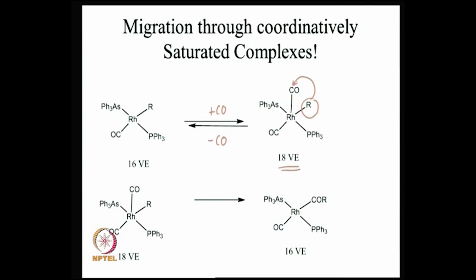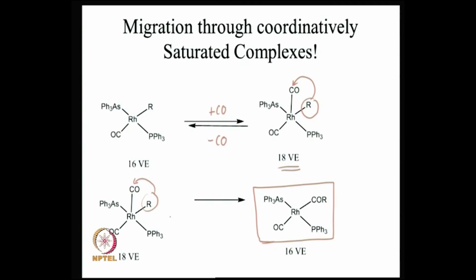Remember, the two groups have to be cis related. So, the CO group that is cis is the one onto which the R group migrates. So, if you have the migration of this R group onto the cis position, you end up with the 16 electron species again. So, you go from a 16 to an 18 to a 16.